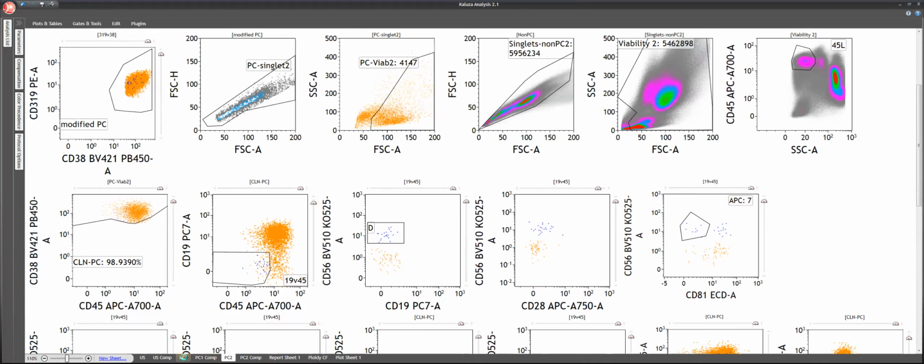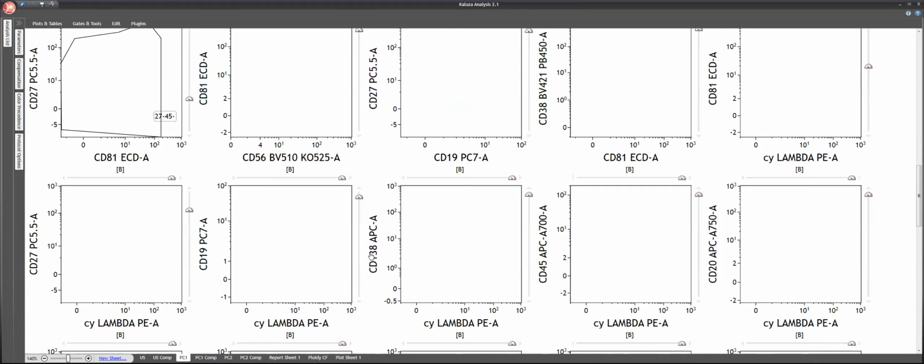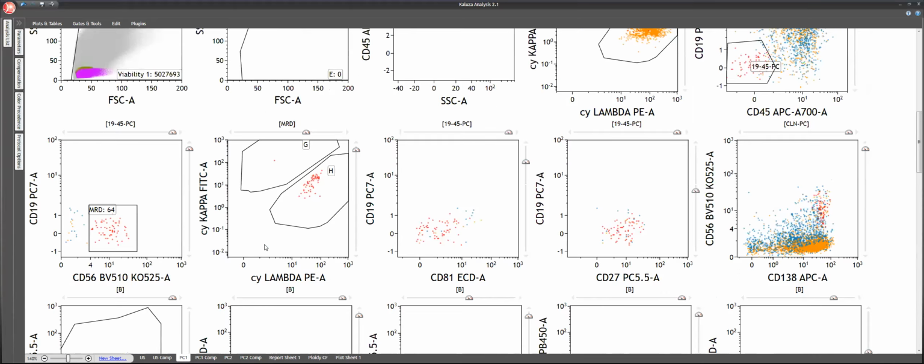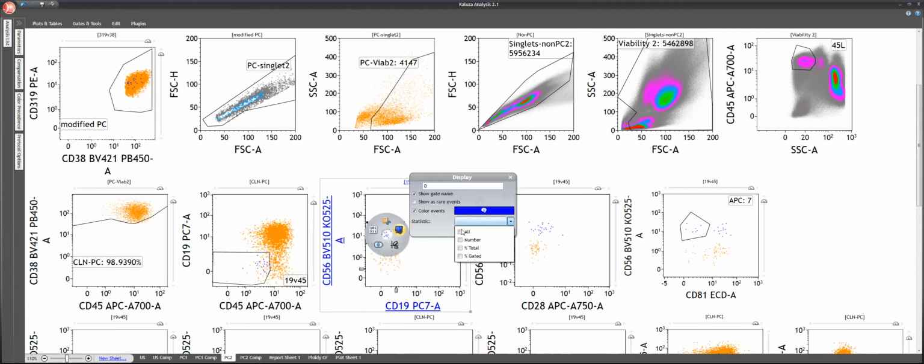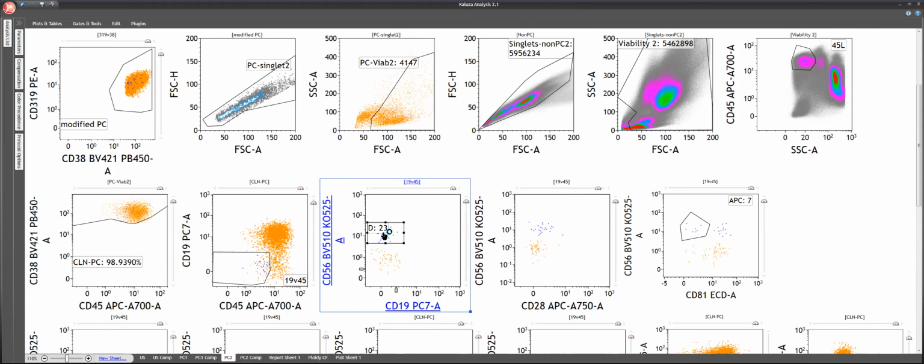And if you check in the first tube, these cells which were CD19 and CD45 positive were all actually clonal, and some of them are CD81 positive and some are CD81 negative. So we can include all these cells as abnormal clonal plasma cells. This is our residual disease, MRD, and in this tube there are only 23 cells.